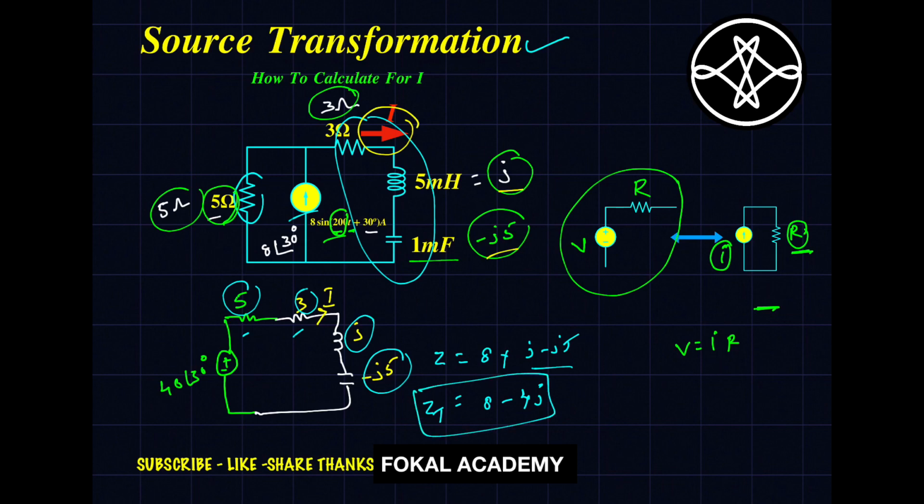Now find the current I according to Ohm's law. Observe carefully here, the current direction and the source will be matched, because for the source the current moves from positive to negative. So the current direction is given like this only. So current I equals V by R. Suppose the current direction is given in the opposite direction, at that time take a minus here. Here we don't need the minus, so it is in perfect mode. Now the voltage is 40 with phase angle 30, and the overall impedance is 8 minus 4j.